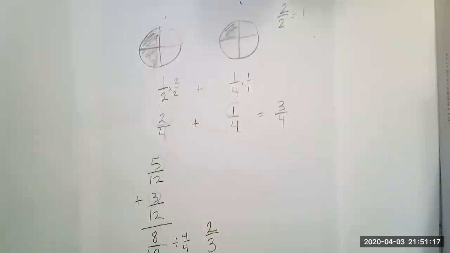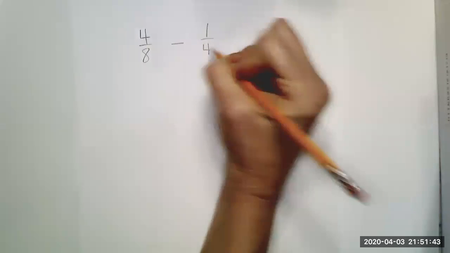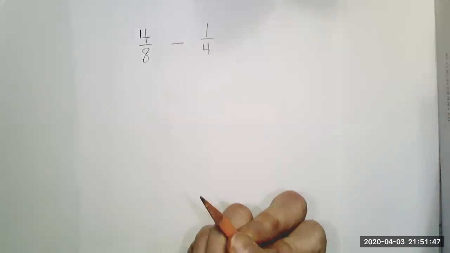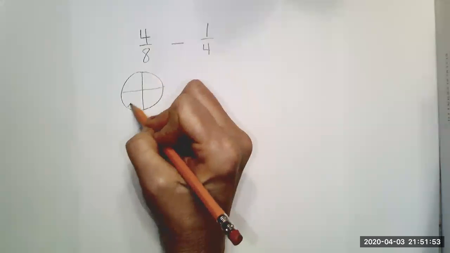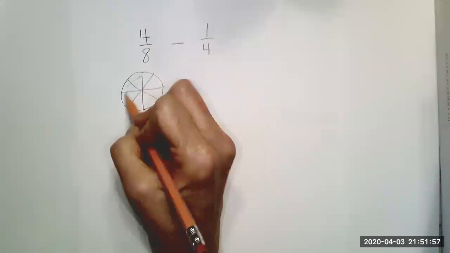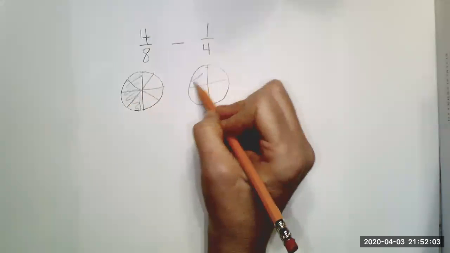Now when we move on to subtraction, we're going to have 4/8, and we're going to take away 1/4. Remember, we need common denominators, but I'll give you a visual aid to help you understand why. There's a pie that's been cut into 8 pieces. You have 4 of them. In this situation, you only have a 1/4.